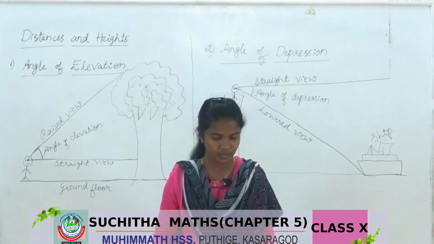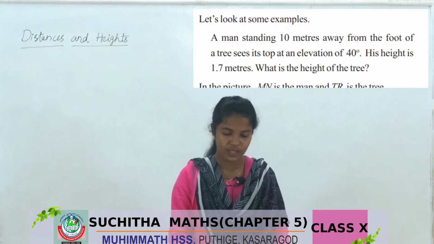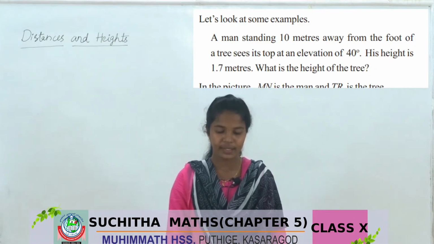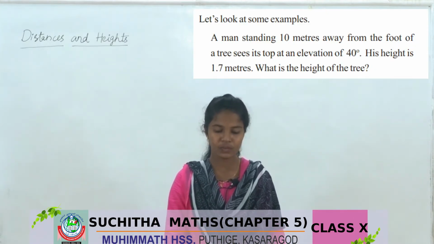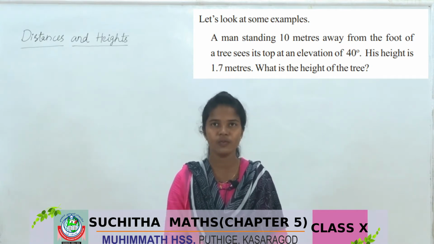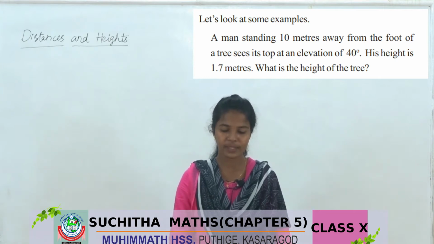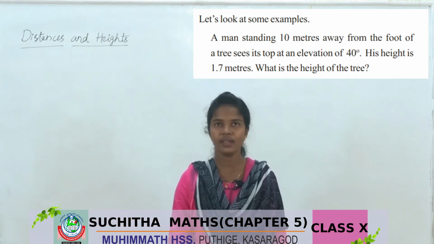Now, in your textbook, open page number 119. The first question: a man standing 10 meter away from the foot of a tree sees its top at an elevation of 40 degree. His height is 1.7 meter. What is the height of the tree?